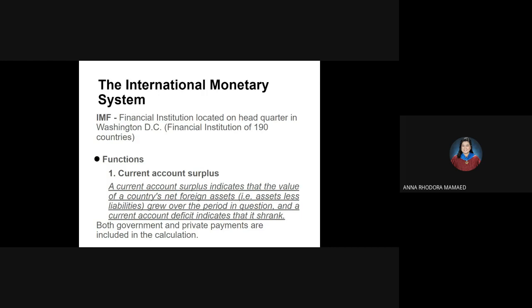The benefits of exports are the earnings on investments abroad and the incoming transfer payments such as aid and remittances, which are recorded as credits. The imports are the foreign investors' earnings on investments in the country and outgoing transfer payments, which are recorded as debits. The current account surplus indicates the value of a country's net foreign assets, or assets less liabilities, which grew over the period in question.